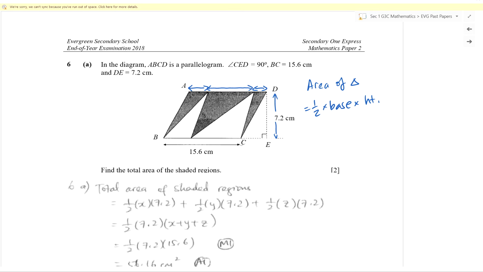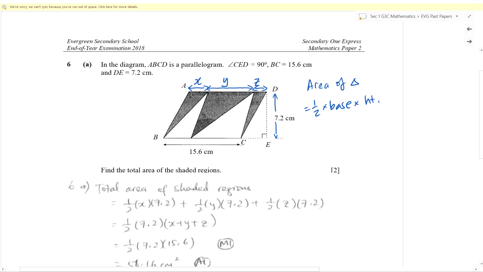So now the issue is, we don't know any of these bases, and yet we are supposed to be able to calculate the total area of these 3 triangles. So let us give each of these bases a letter to represent its length. So let's call them x, y, and z.